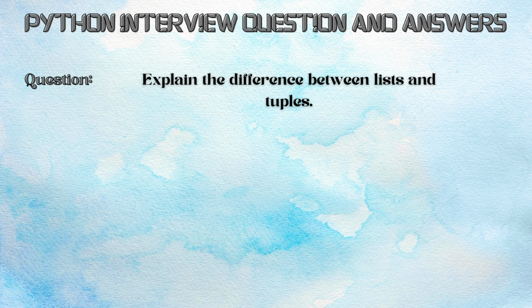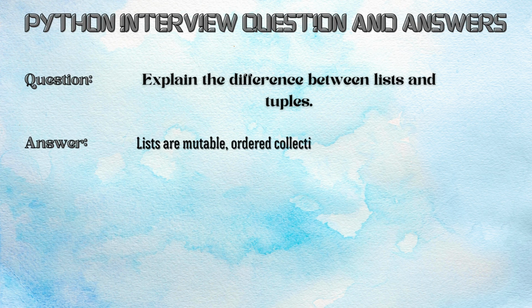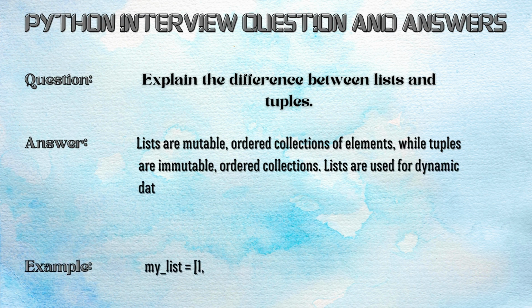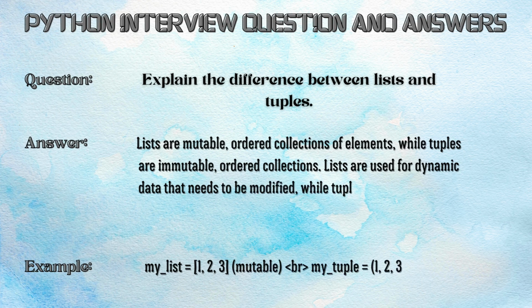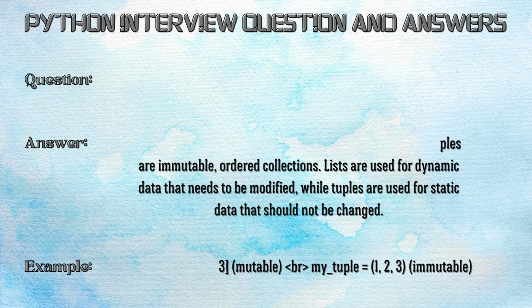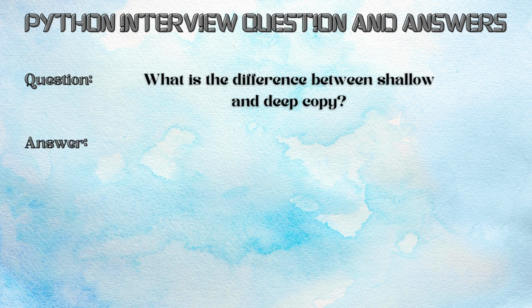Explain the difference between lists and tuples. The answer is, lists are mutable, ordered collections of elements, while tuples are immutable, ordered collections. Lists are used for dynamic data that needs to be modified, while tuples are used for static data that should not be changed. For example, my_list equals [1, 2, 3] mutable, my_tuple equals (1, 2, 3) immutable.